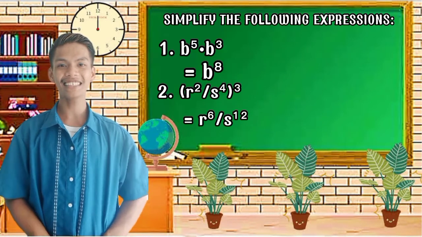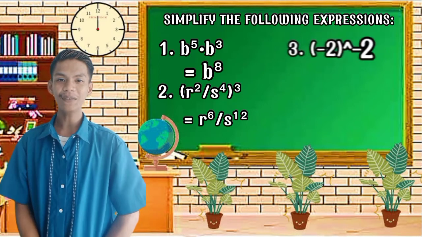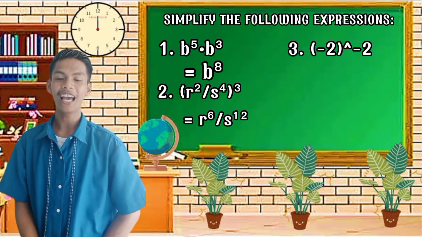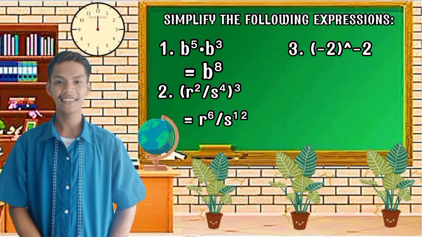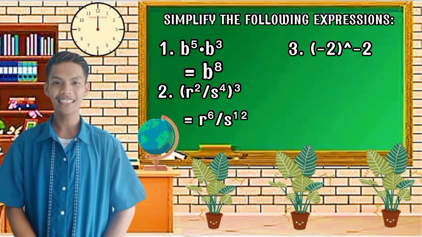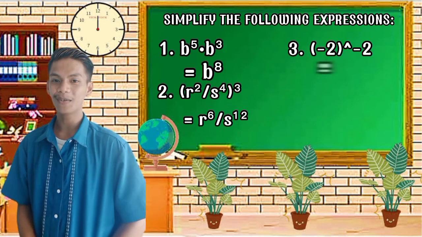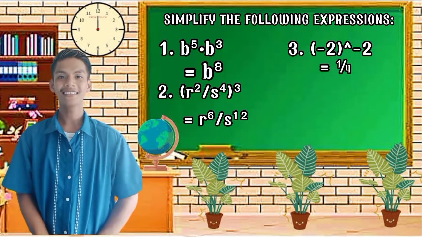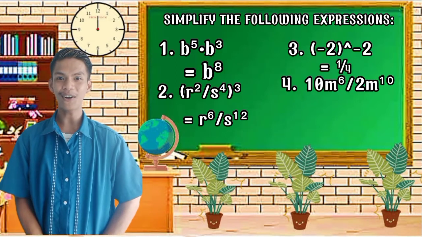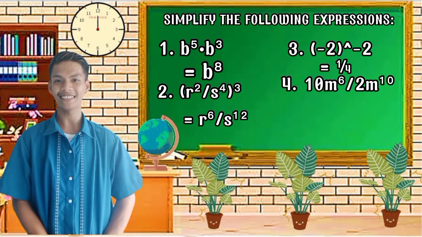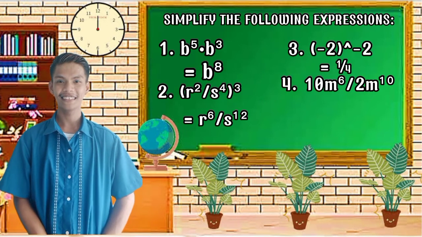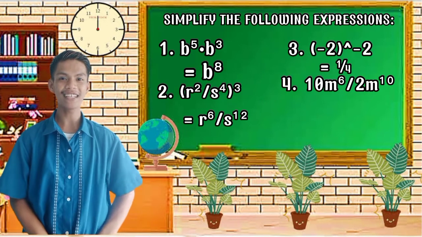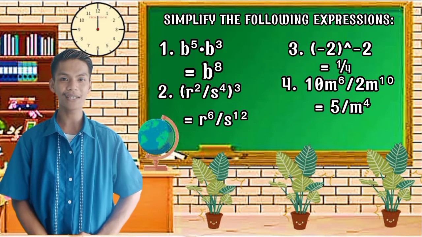Excellent. Next, number 3, negative 2 raised to negative 2. Anyone? Very good. The answer is 1 over 4. Fourth one, 10m raised to 6 over 2m raised to 10. Very good. The answer is 5 over m raised to 4.